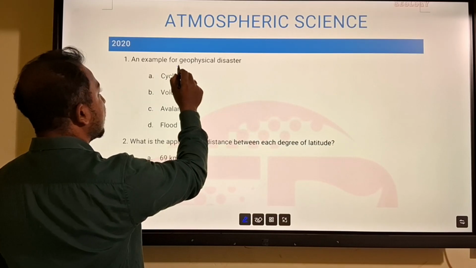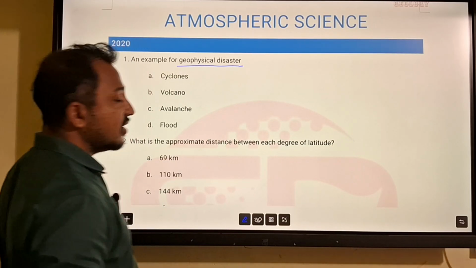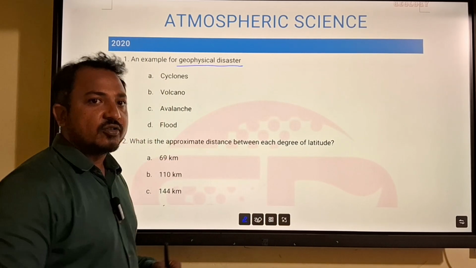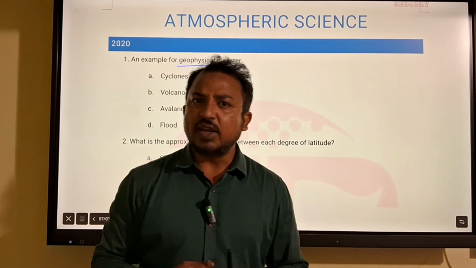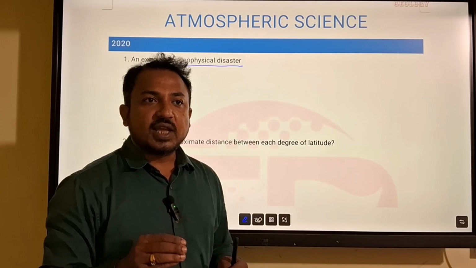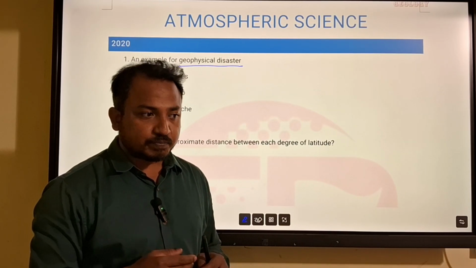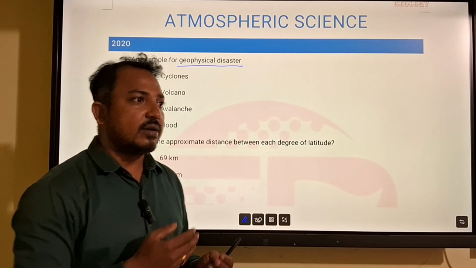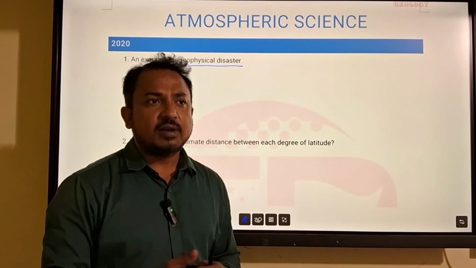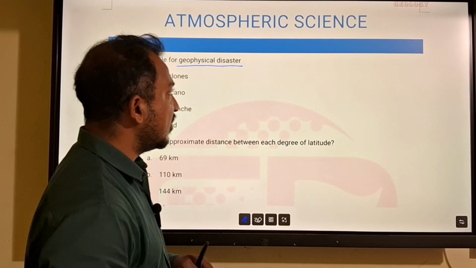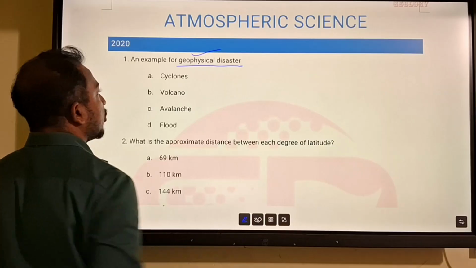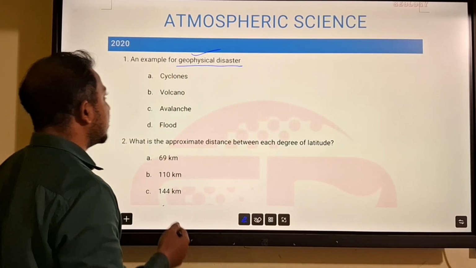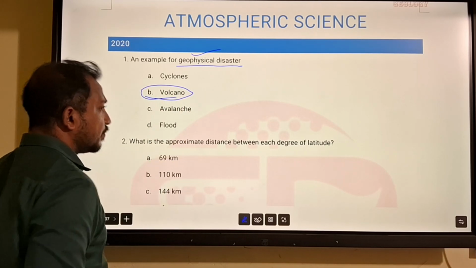So what is a geophysical disaster? First, we have to understand what a geophysical disaster is. A geophysical disaster is something that occurs or is produced because of Earth's internal dynamics or tectonic activity. Another thing to remember is that a geophysical disaster always includes Earth's material, like mantle material, lithospheric material, soil, or rock. So volcano, earthquake, tsunami, and landslides all come under geophysical disaster. So the answer will be volcano.